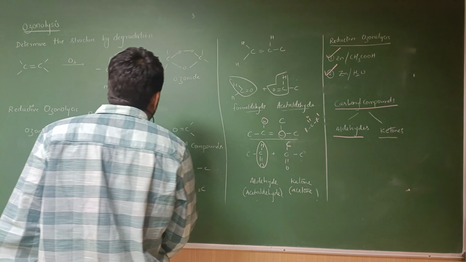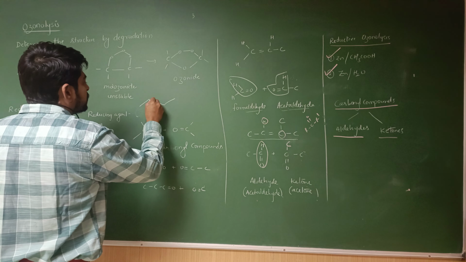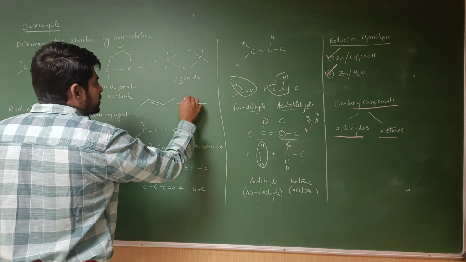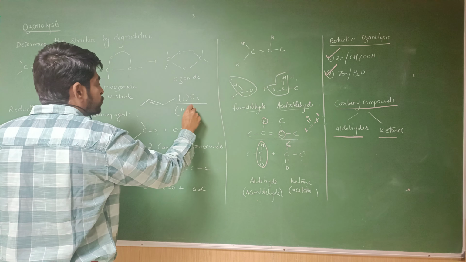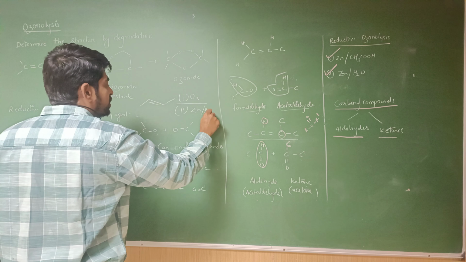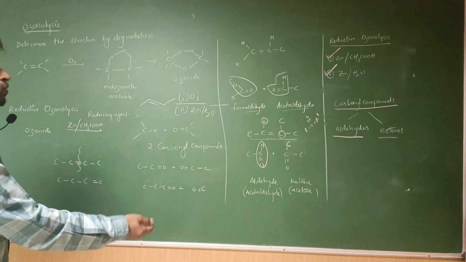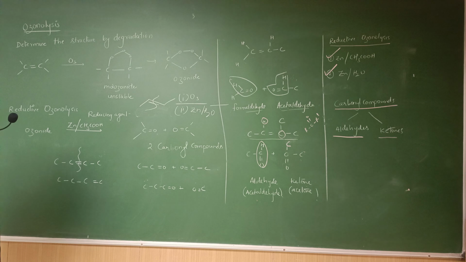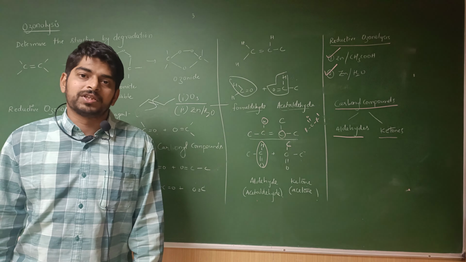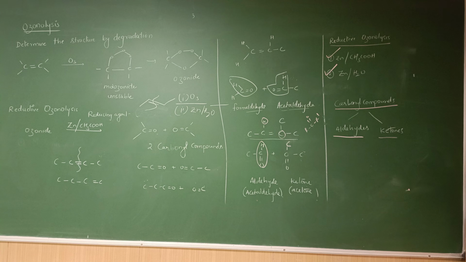So how will the question be given? An alkene will be given. They won't give the structure. They will give reagent 1 O3, reagent 2 zinc in the presence of H2O. They can ask for the products, which aldehyde and which ketone is formed. You should be able to answer based on the position of the double bond. So that is about reductive ozonolysis. Hope that's clear.